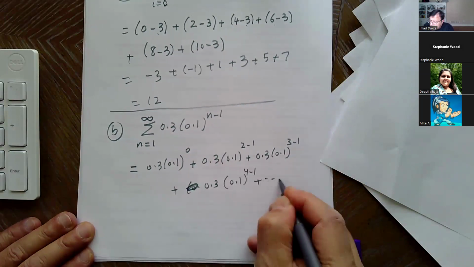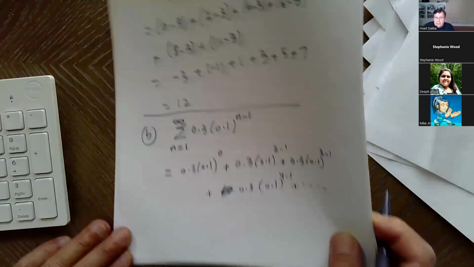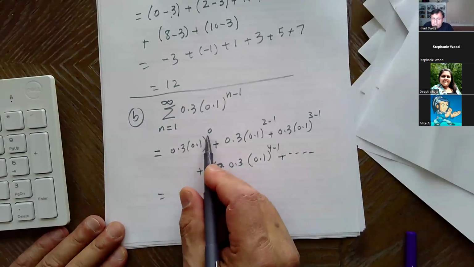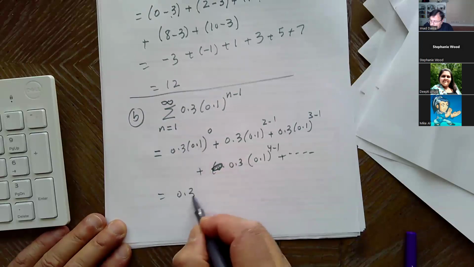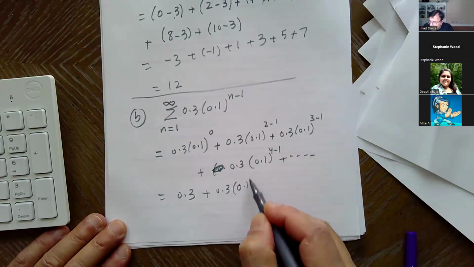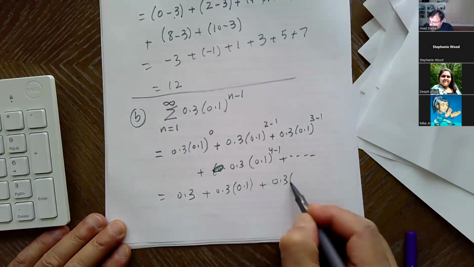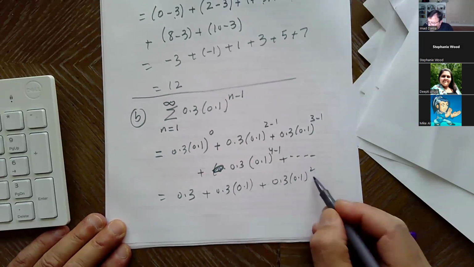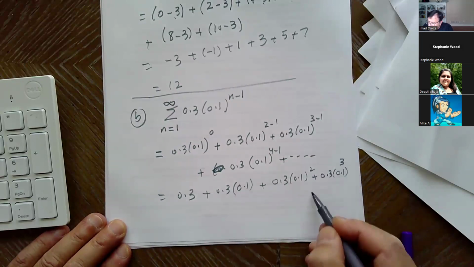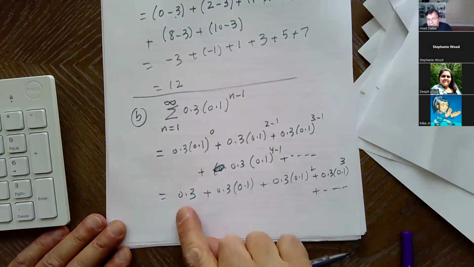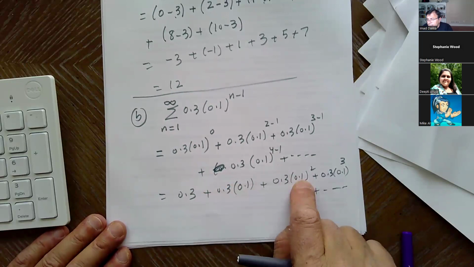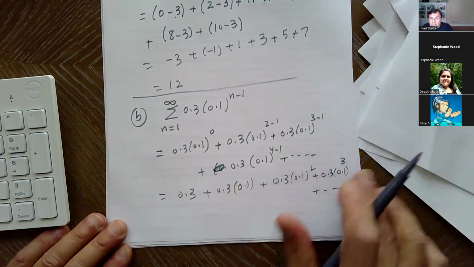And then that doesn't stop. So I just write plus dot, dot, dot. So this would be 0.1 to the 0 is 1. 1 times 0.3 is 0.3. That's 0.3 times 0.1. That's 0.3 times 0.1 squared. And then 0.3 times 0.1 cubed. And so on. Obviously, every time to get from one term to the next, we're multiplying by 0.1. Do you agree? Do you see that?